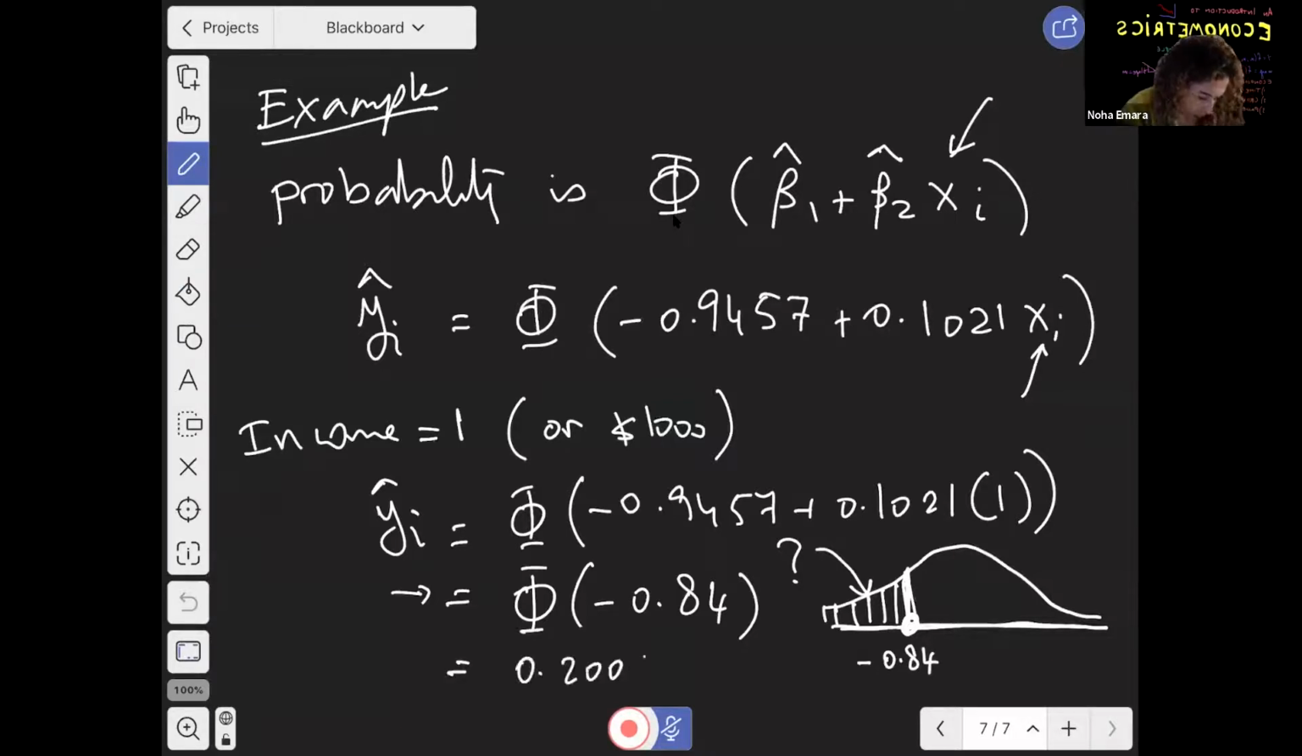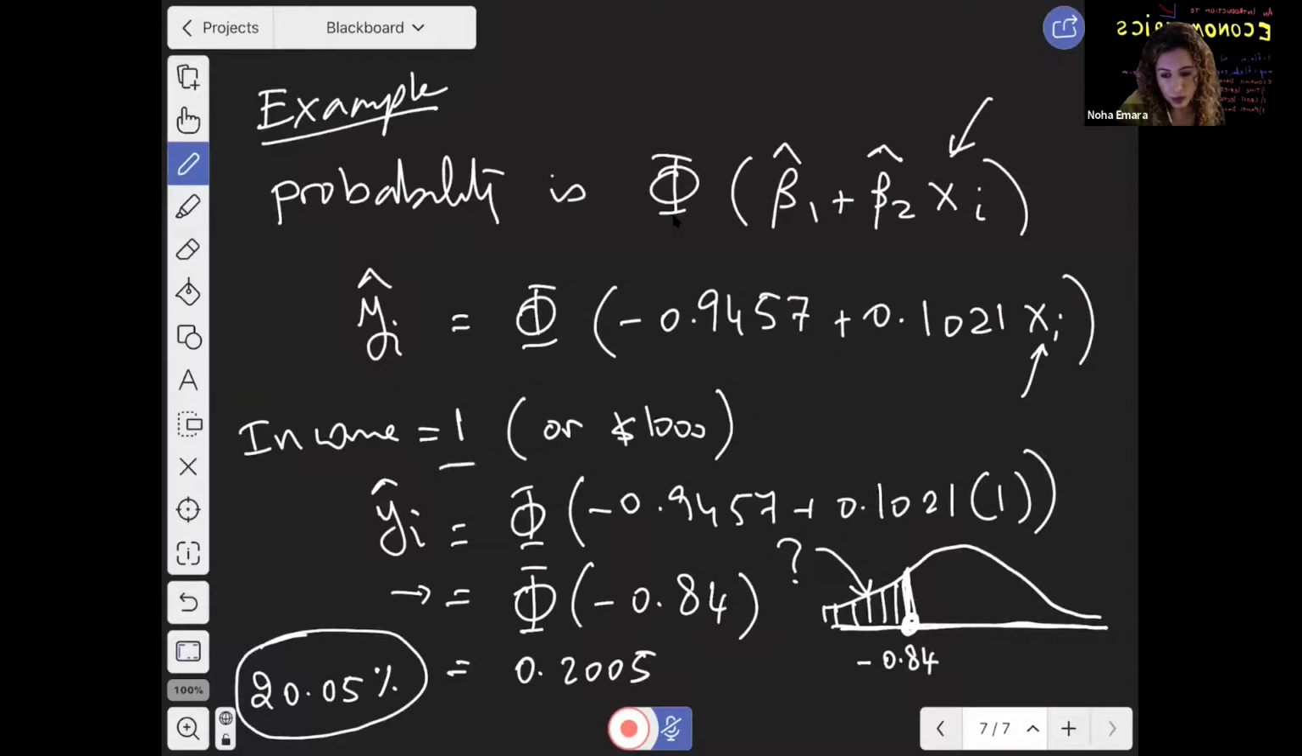Now when you go to the table, you will find this number equal to 0.2005. Multiply this times 100, then you can write your conclusion. At income equal to 1, the probability of owning a house is equal to 20.05%, or there is a 20.05% probability of owning a house given the income is equal to 1,000. Is this clear? Yes. Perfect, thank you.